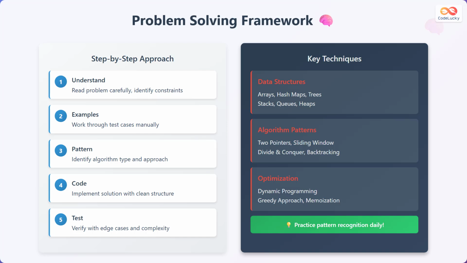Important algorithm patterns include 2 pointers for array problems, sliding window for substring problems, divide and conquer for recursive solutions, and backtracking for combinatorial problems. Optimization techniques encompass dynamic programming for overlapping subproblems, greedy approaches for local optimization, and memoization for recursive solutions. Practice pattern recognition daily to quickly identify which technique applies to each problem type.